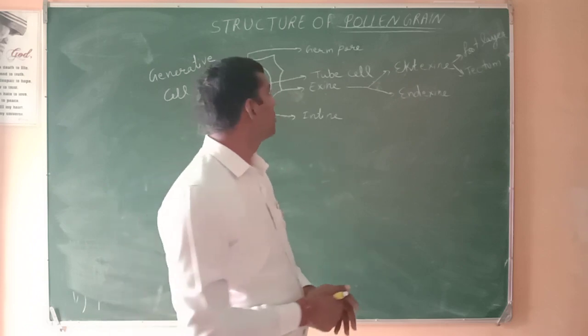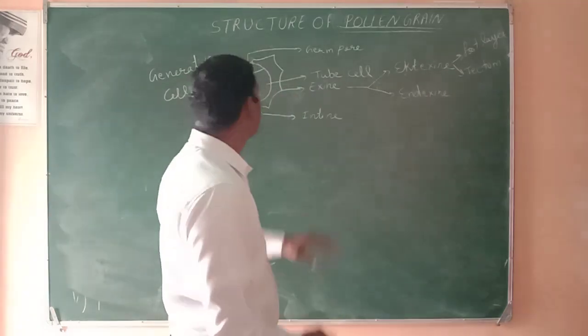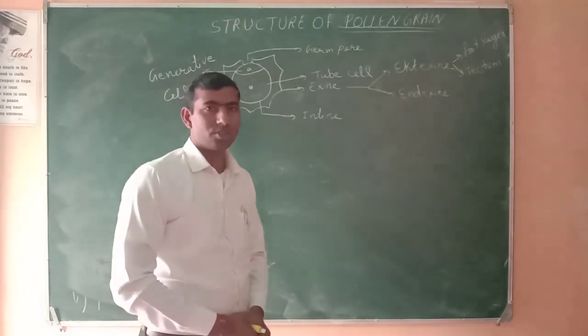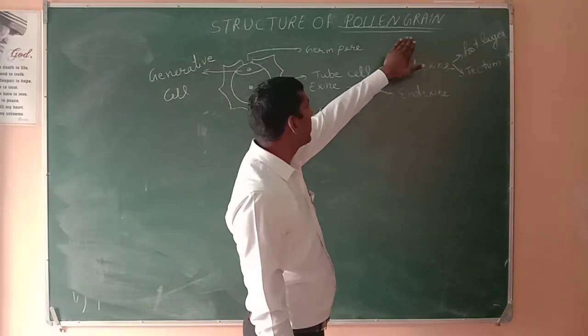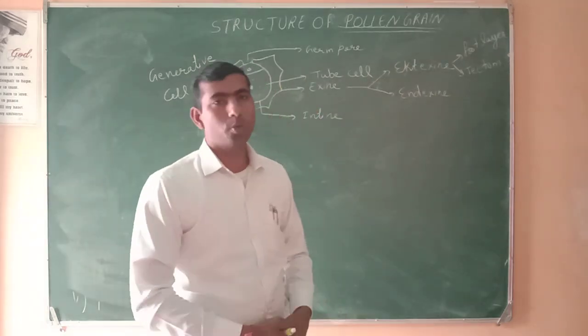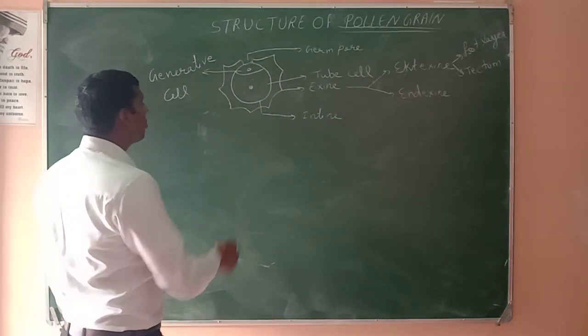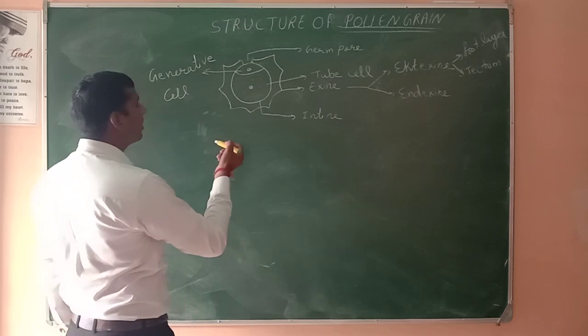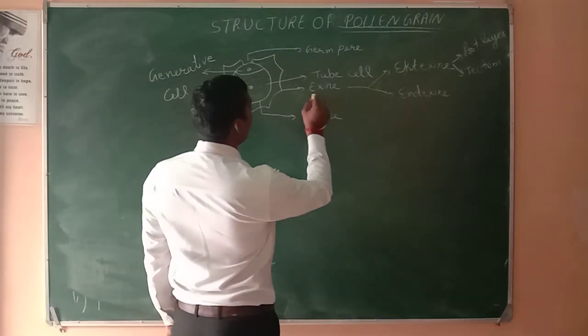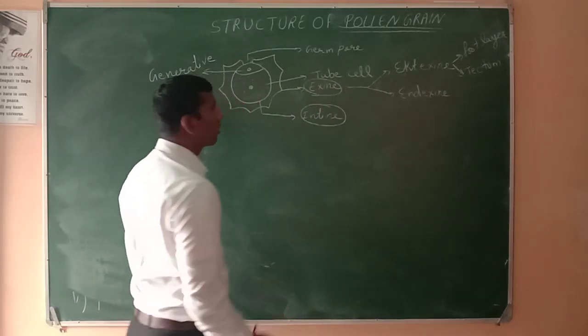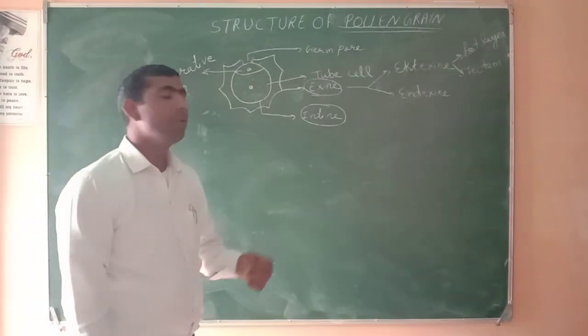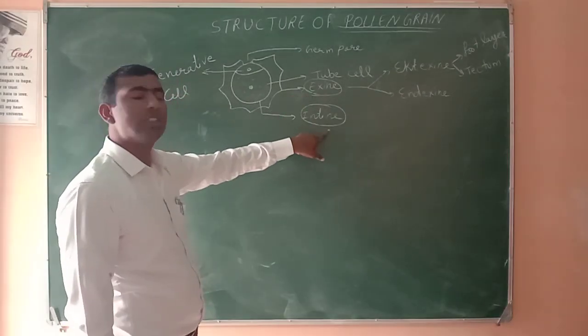So let's start today's topic, that is structure of pollen grains. The other name of the pollen grains is microspores. So a microspore, or pollen grain, has two main layers, the exine and the intine.